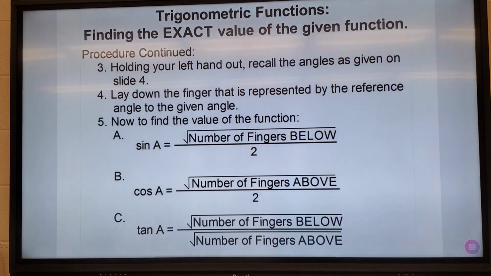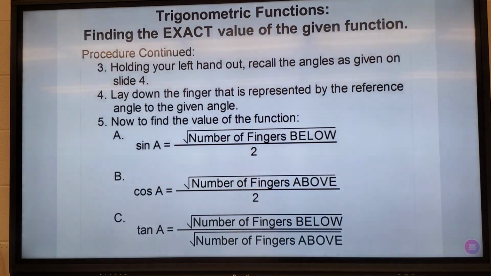So again, your pinky finger is 0 degrees. Your ring finger is 30 degrees. Your middle finger is 45 degrees. Your pointer finger or your index finger is 60 degrees. And your thumb is 90 degrees. Number 4 says to lay down the finger that represents the reference angle that you were given.